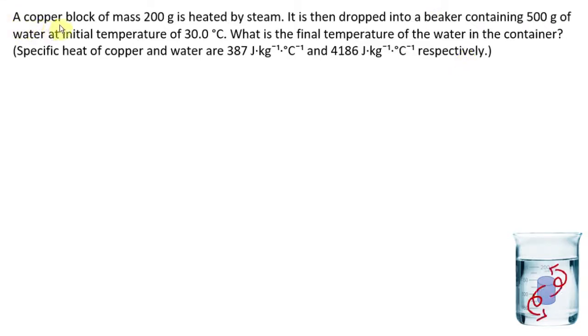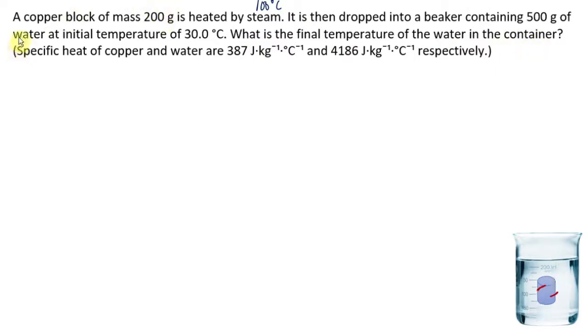Firstly, we take a look at the copper block. Given the mass is 200 gram and it is heated by steam. So steam will have a temperature of 100 degrees Celsius. The copper block at this temperature, 100 degrees Celsius, is dropped into a beaker containing 500 gram of water at an initial temperature of 30 degrees Celsius. So the question asks, what is the final temperature of the water in the container?